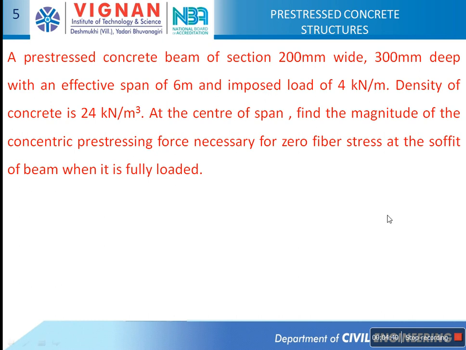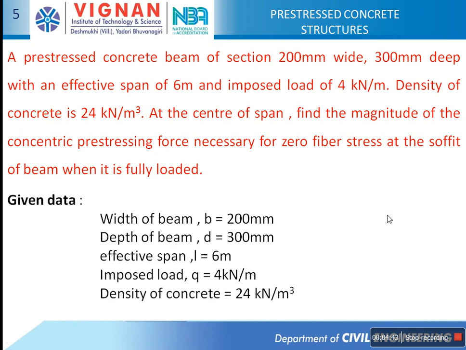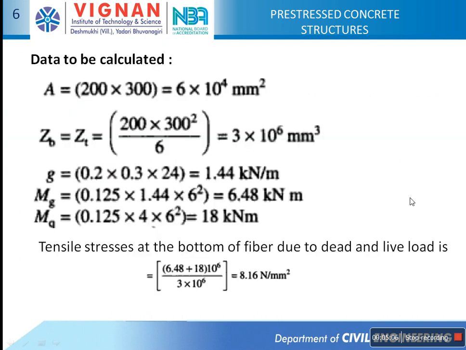So let us sort out the given data first. He has given the width of beam b as 200 mm, the depth of beam d as 300 mm, the effective span L of 6 meters, the imposed load q of 4 kN per meter, and the density of concrete as 24 kN per meter cube. So let us calculate the preliminary data required to solve the problem, such as the area and the section modulus. The area will be breadth into depth, that is 200 into 300 mm, which is equal to 6 into 10 power 4 mm square. And the section modulus, we all know, for a rectangular section is bd square by 6.